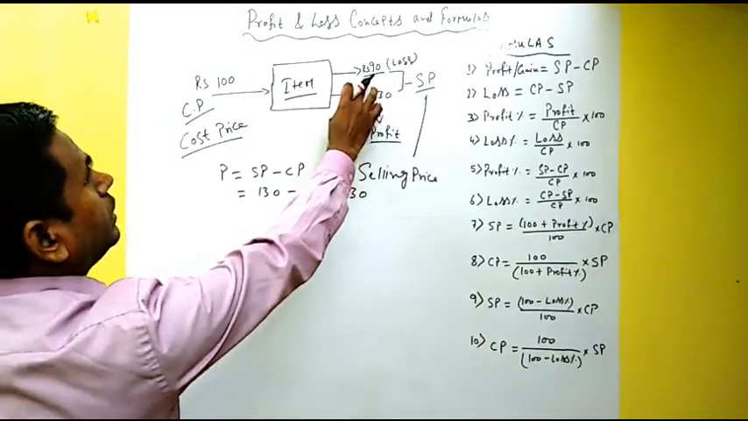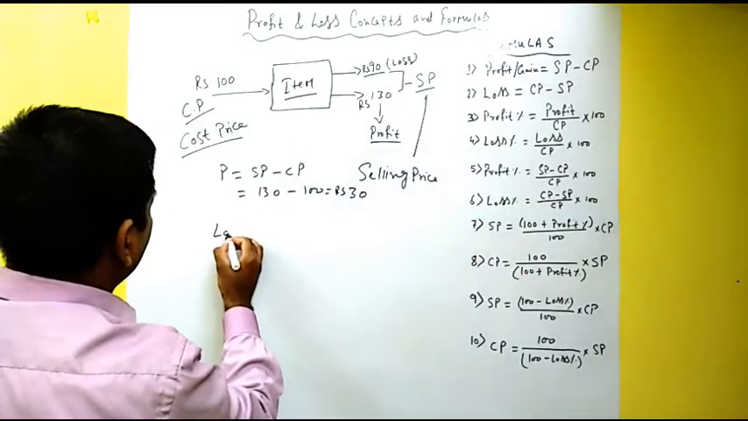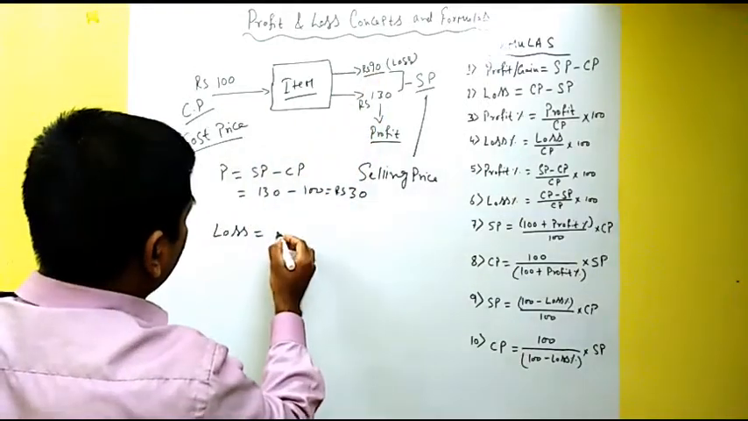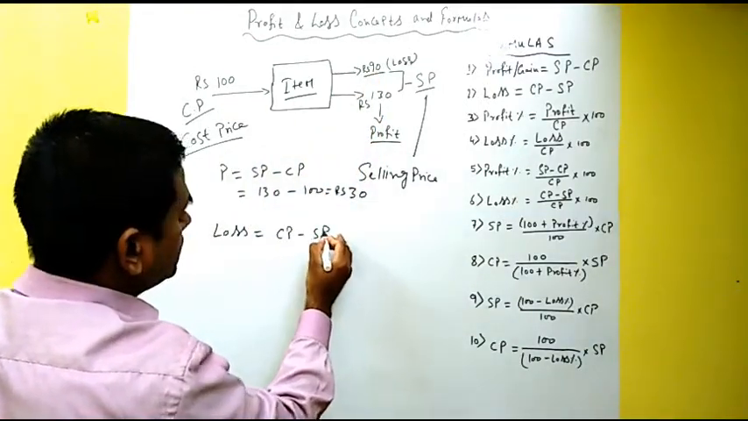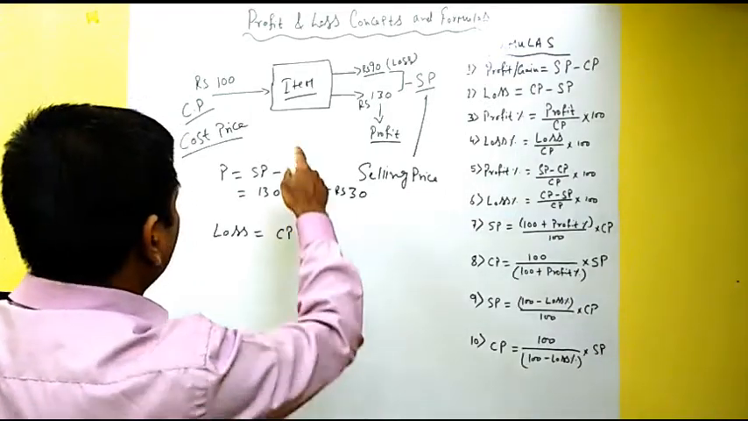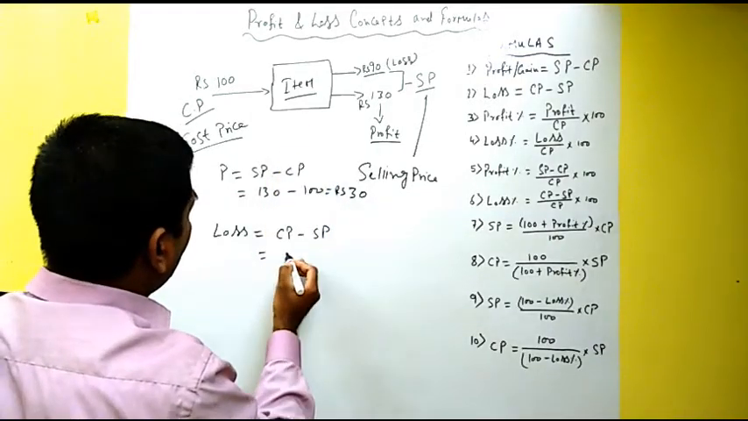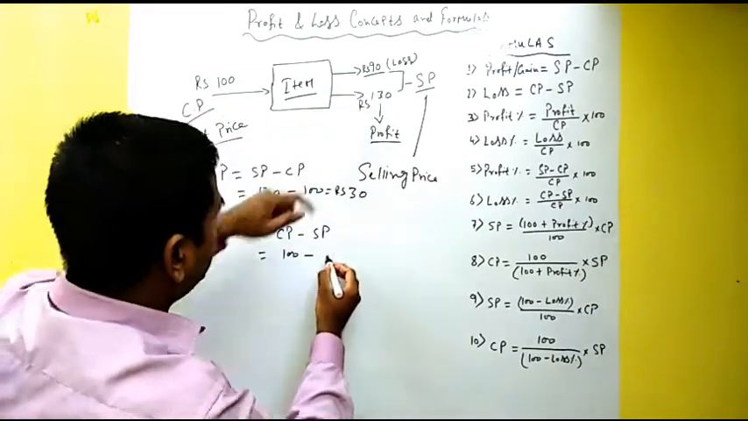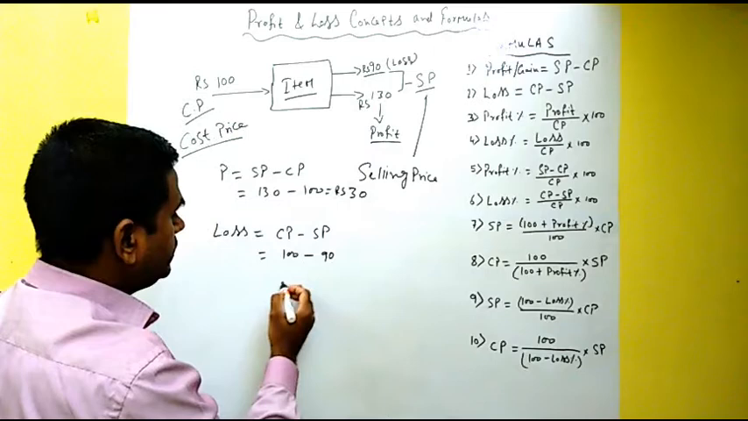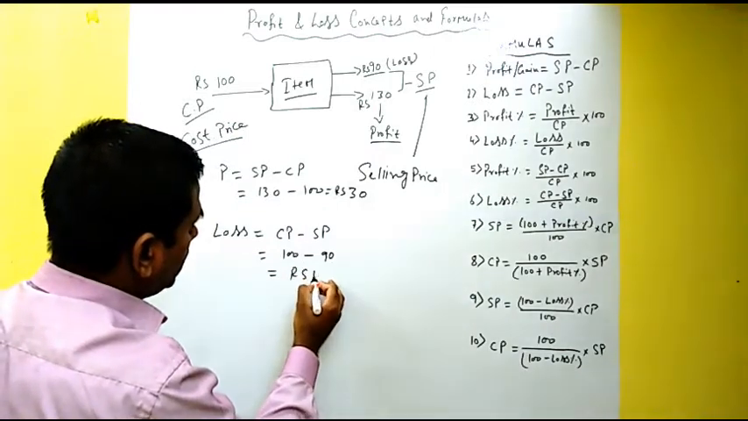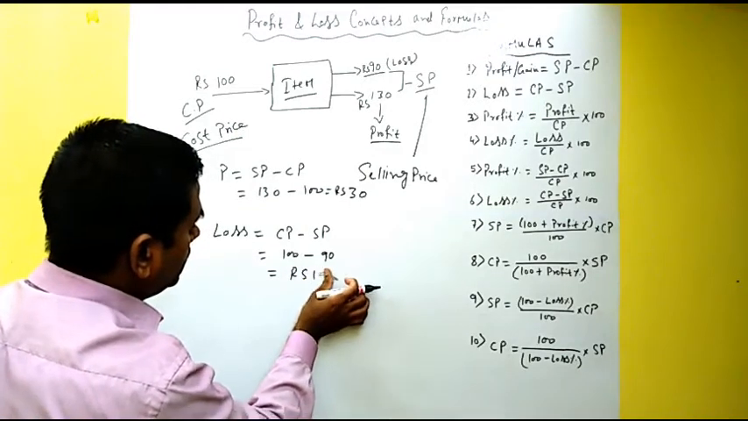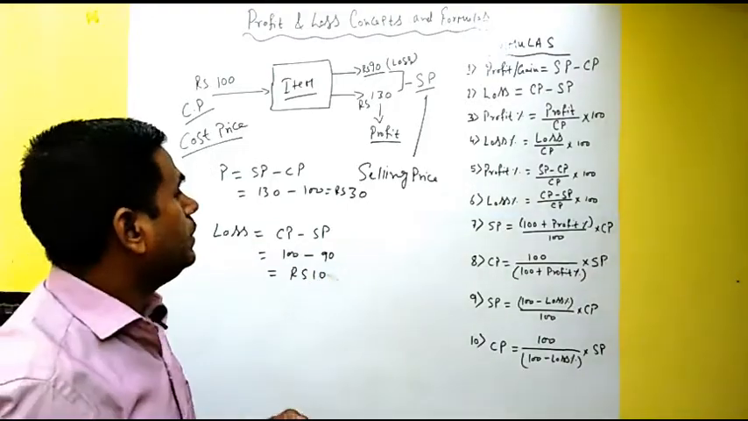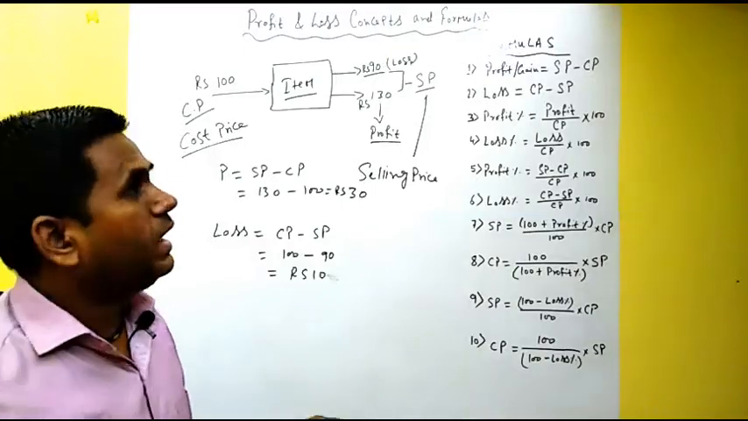And in the second case, loss is equal to, what do we do? Cost price minus selling price. Because only when selling price is less does a person make loss. So cost price is 100 here and selling price you can see is 90. So 100 minus 90 will give you rupees 10. So you are making a loss of rupees 10. Okay, so till here it is very simple and easy.